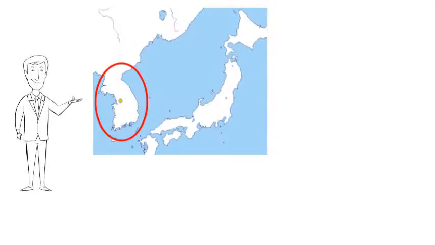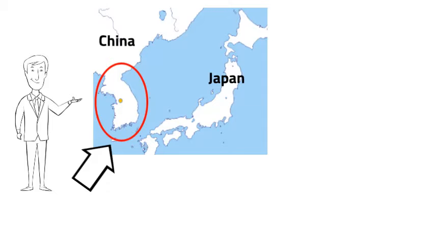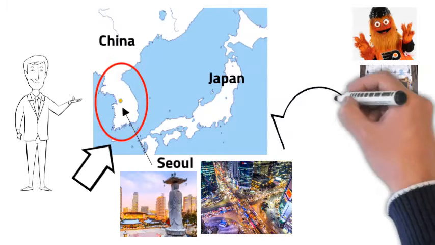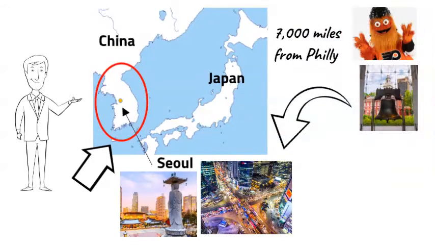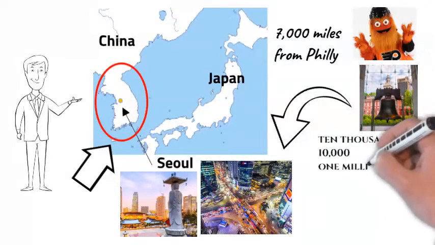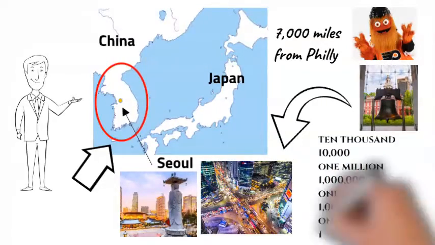The Korean Peninsula is located in Northeast Asia, near Japan and China. It is home to almost 80 million people, and its largest city, Seoul, is about 7,000 miles from Philadelphia. An interesting characteristic of the Korean language is the way that very large numbers are named. Numbers like 10,000, 1 million, 1 billion, and even 1 trillion.